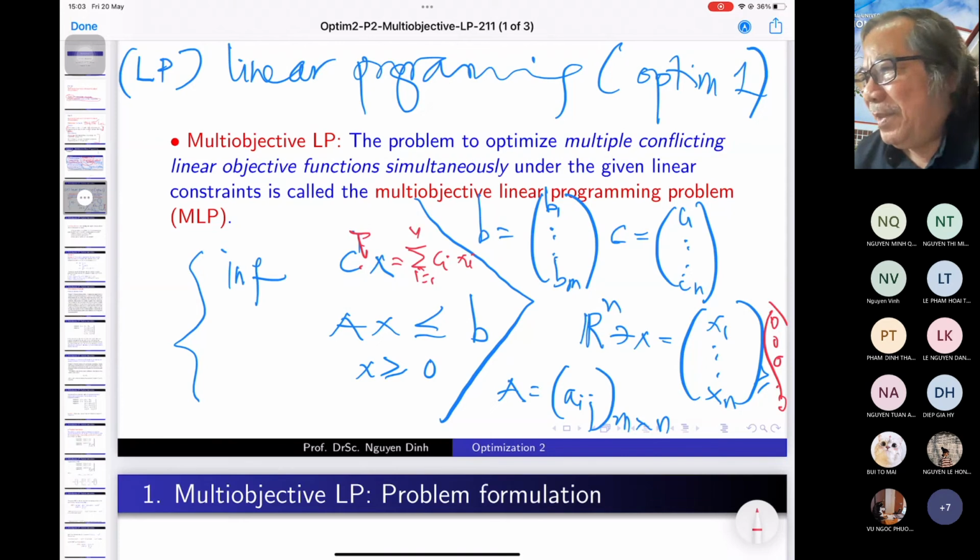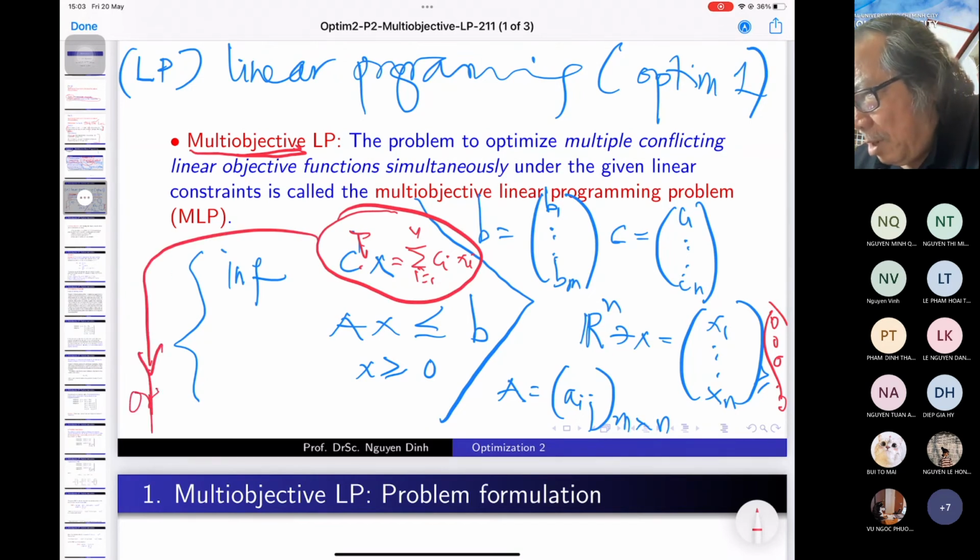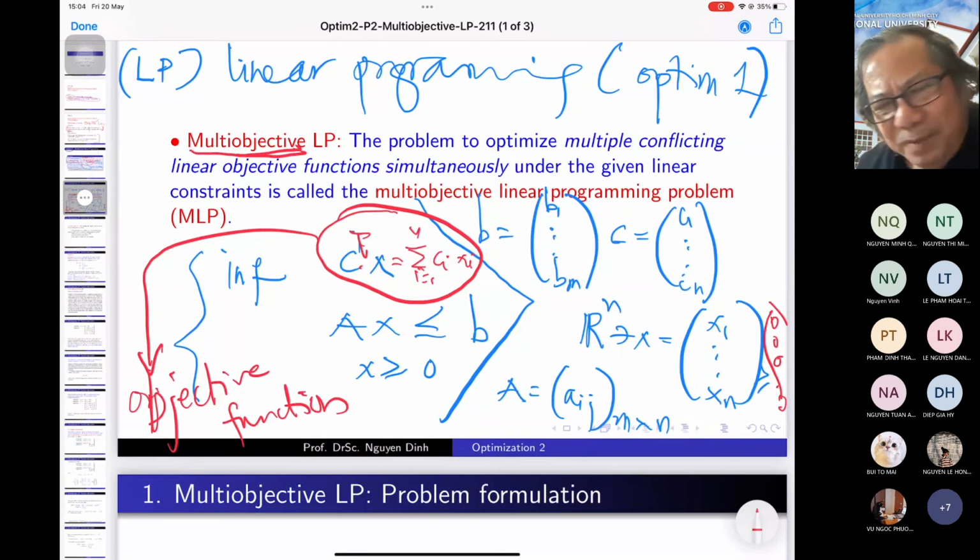And multi-objective linear programming. This function is called the objective function. Objective function, you know, in Vietnamese, what does it mean, objective function?